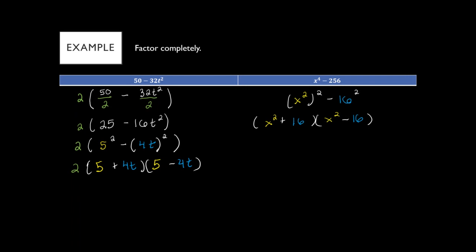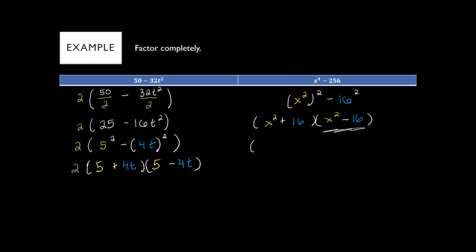And I said earlier that if you end up with something squared, you need to look to see if you can factor it further. So we have x squared plus 16, and that is a sum of squares. And yes, we can factor again because we have x squared minus 16. So we need to go further with the x squared minus 16.